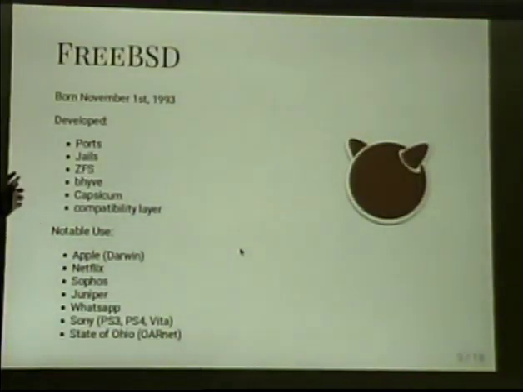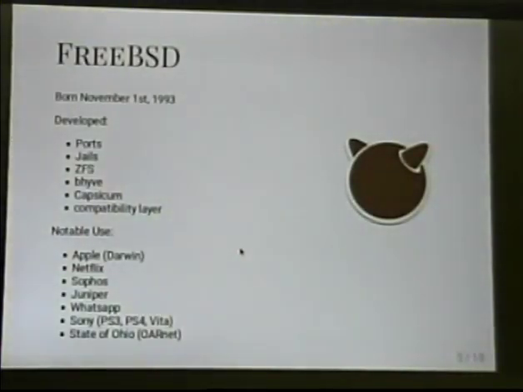Jails, which I'll talk about later. ZFS, which I'll talk about later. Bhyve, which is a hypervisor similar to Xen. Capsicum, which is a security mitigation based on the idea of sandboxing. And a Linux compatibility layer. So today, if you go to install FreeBSD on a server, you will have the ability to run 32-bit or 64-bit Linux binaries natively on the machine, usually without any problem.